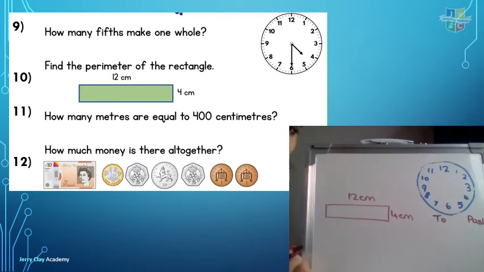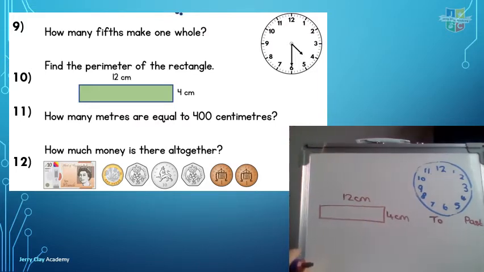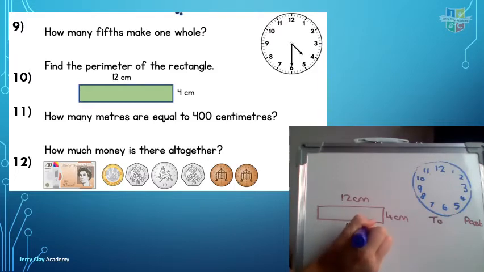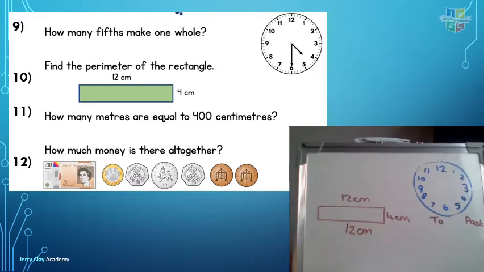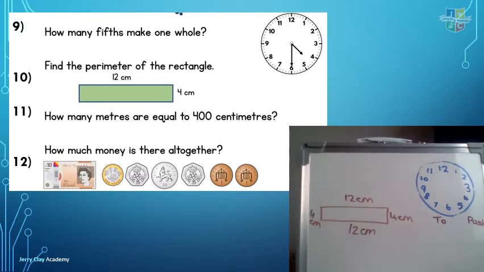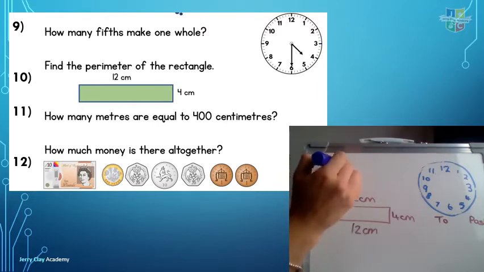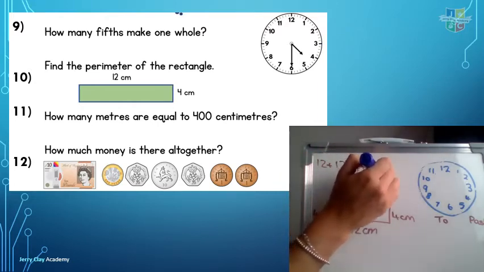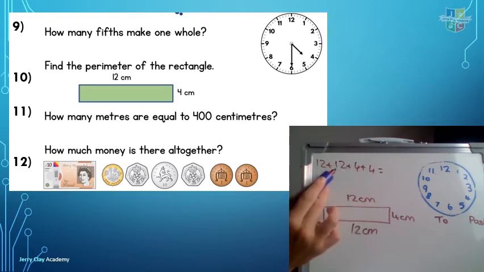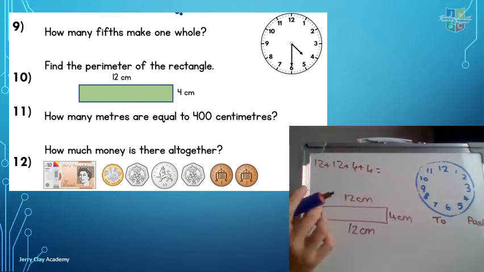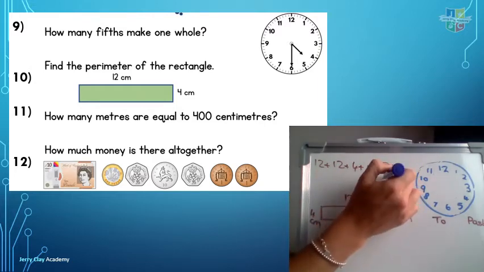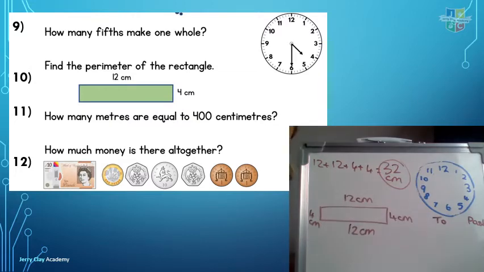Okay, let's have a look at number 10. So I want to find the perimeter. Now, if you had just done 12 add 4, that is correct. However, it's not just 12 add 4, because remember, this line here is worth 12 because it's the same as the top line. And this line here is worth 4 centimetres because it's the same as the line parallel to it. So I needed to do 12, add 12, add 4, add 4. So 12 add 12, 10 add 10 is 20, add 2 is 24, add another 4, 28, add another 4, you should have got 32 centimetres as your answer.